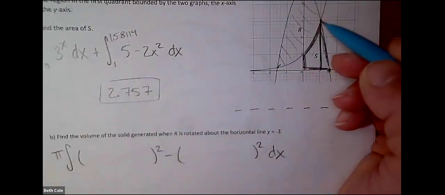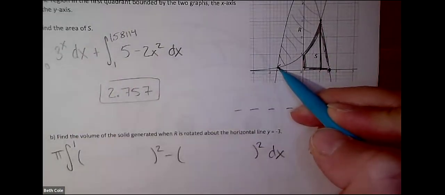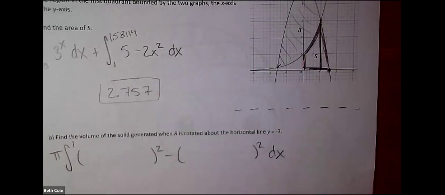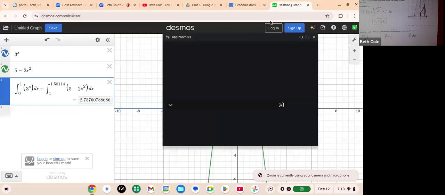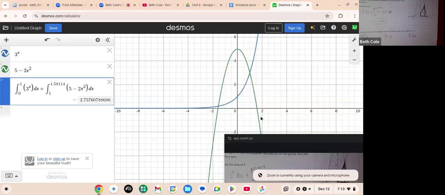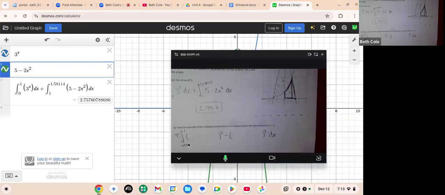So I need to get my boundaries for these intersections for R. I know this one's going to be 1, but I need to get this one. So I'm going to go back to the calculator for that. Units. Let's see, that one is negative 1.581. I'm going to copy that. Bring this back up so you guys can see it. I just wrote it right there.